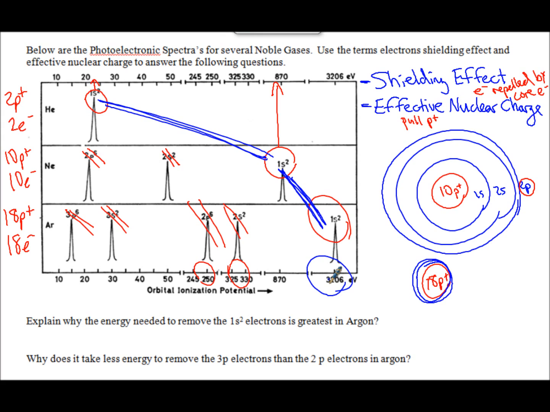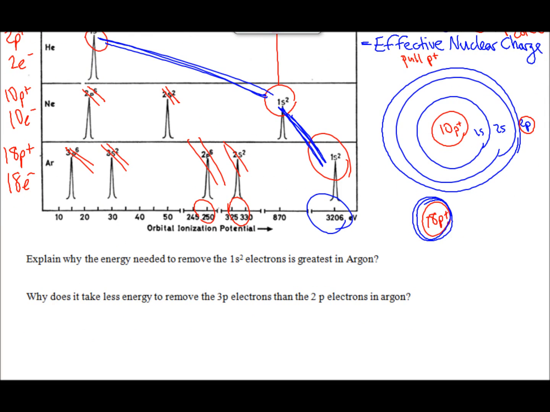All right, let's see if we can answer these 2 questions now. Explain why the energy needed to remove a 1s electron is greatest in argon. Effective nuclear charge. Sometimes written as Z effective. If you look in the textbook, I think they write Z effective in there as the symbol. Z effective stands for effective nuclear charge. Z is often the symbol for the number of protons in an atom.